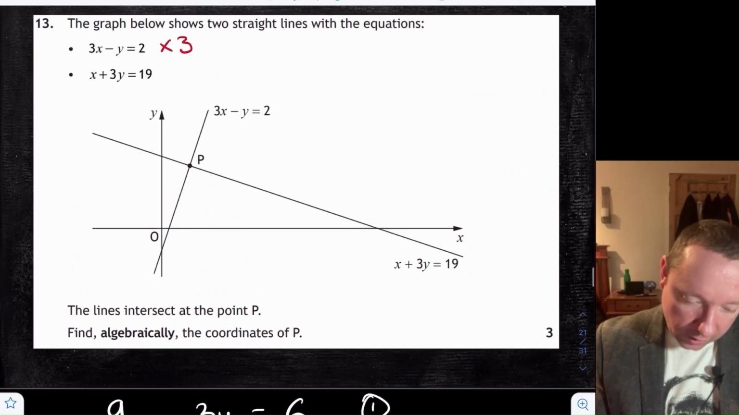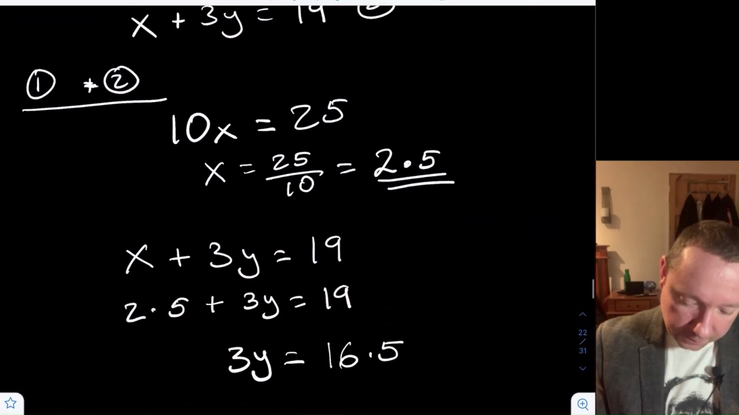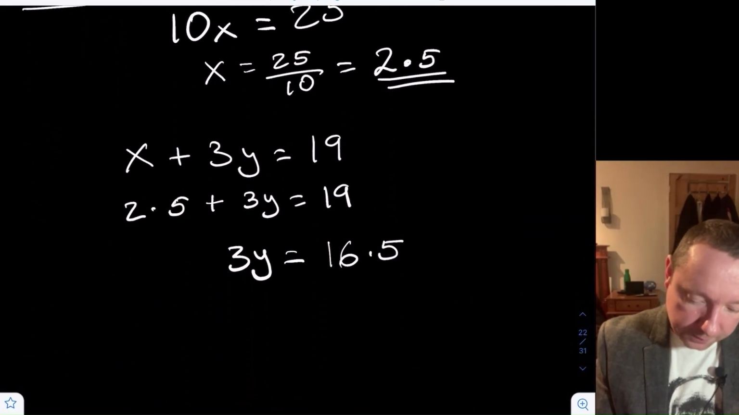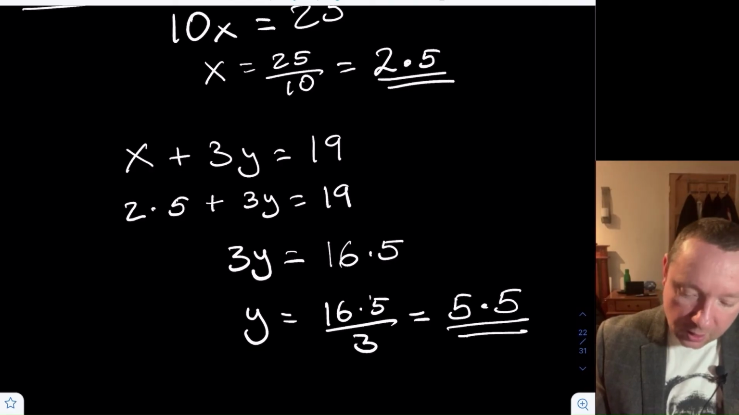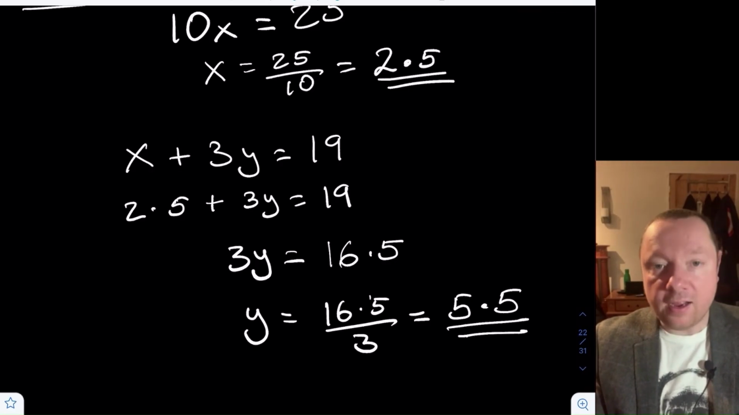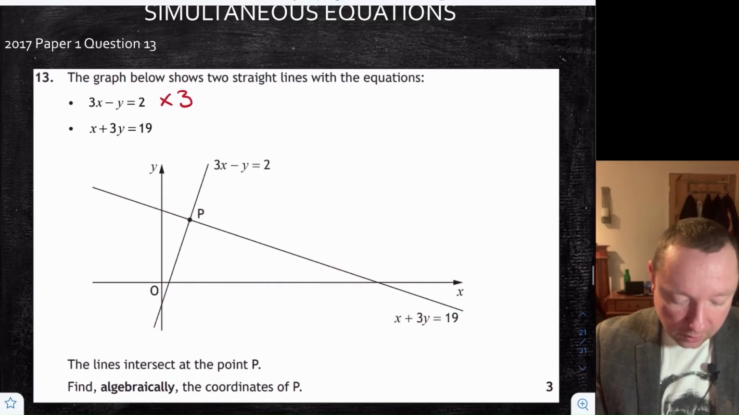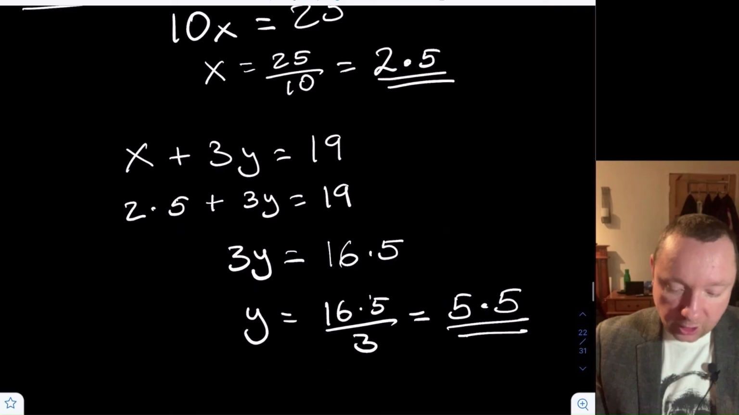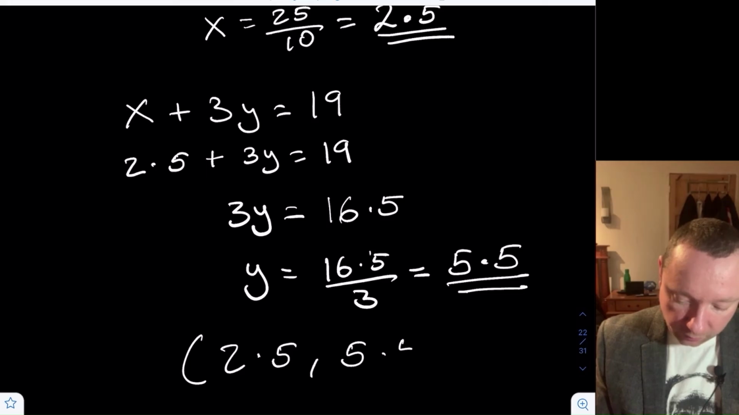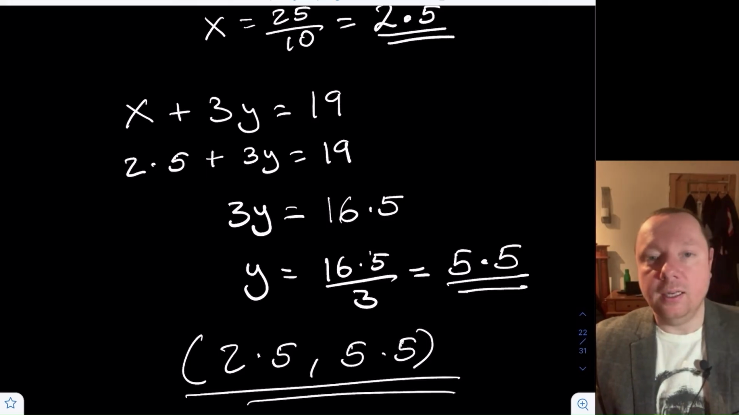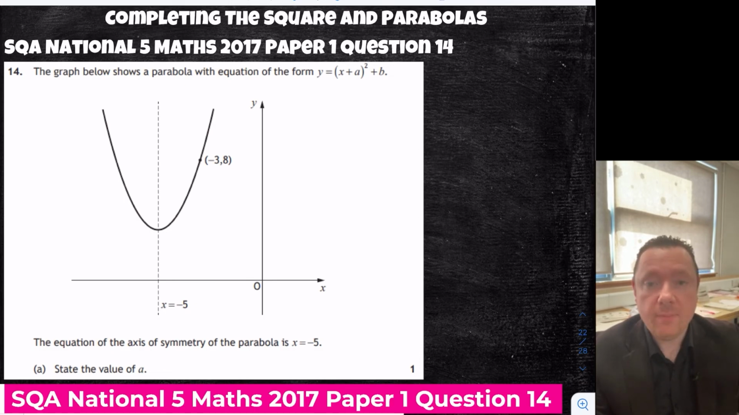And just checking, this was a paper 1 question, yep. So I need to divide through by 3. Three fives are 15, leaving 1. 3 fives are 15 again, 5.5. So we've now got our two numbers, 2.5 and 5.5, but it's to find the coordinates of P. So I need to change that to a coordinate, an x and a y. So our final answer is (2.5, 5.5). And we're done there.